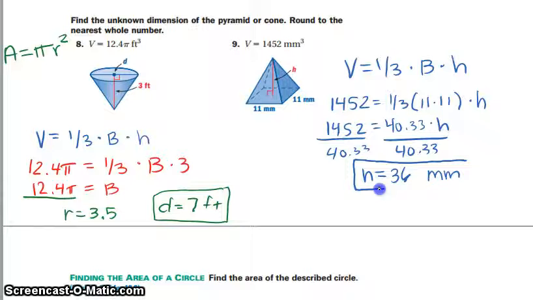So I'm not using squared or cubed units in these ones because I was just looking for this one dimension, just the length of the radius or the length of the height or the length of the diameter. So it's just in feet or millimeters.